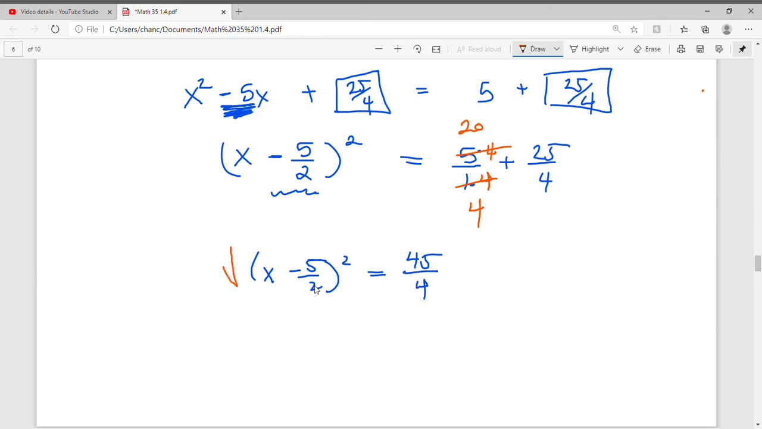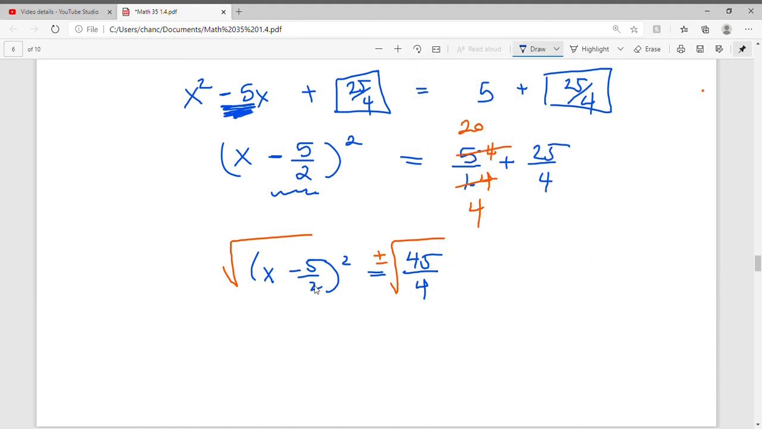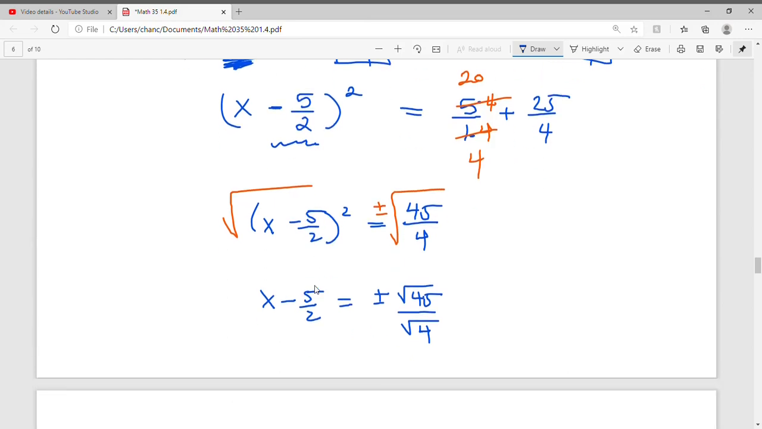Let's take the square root of both sides. Don't forget the plus or minus. And we have x minus 5 over 2 equals plus or minus the square root of 45 on the top. On the bottom, I'm going to write that as the square root of 4. So we use our quotient rule to simplify this as the square root of 45 over the square root of 4.